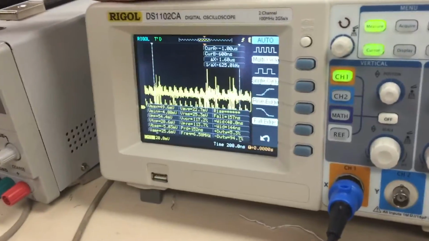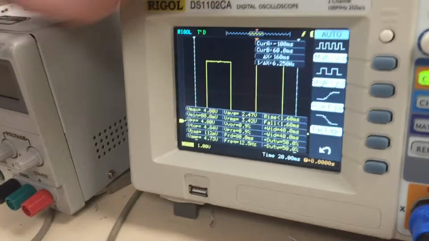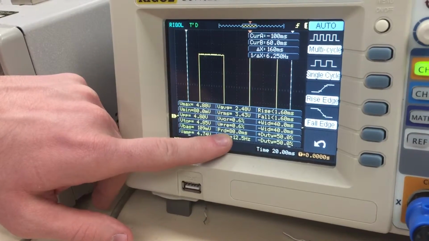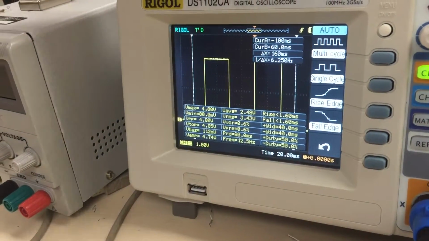So right now it should be at 40 milliseconds per step, I believe. And you can see the period is 80 milliseconds per step. So that's showing that it's 40 on, 40 off, which is what we want.